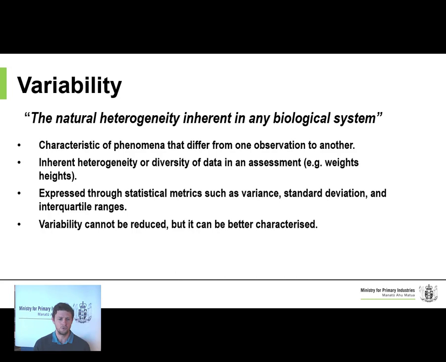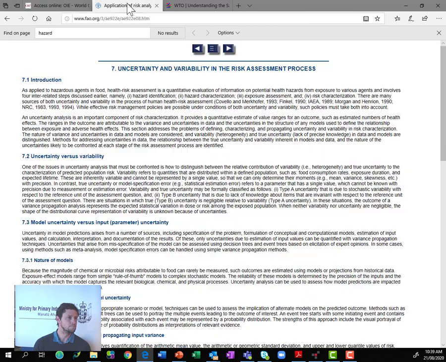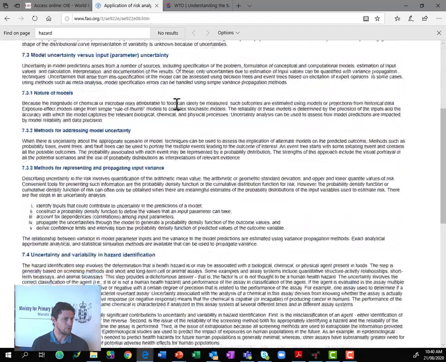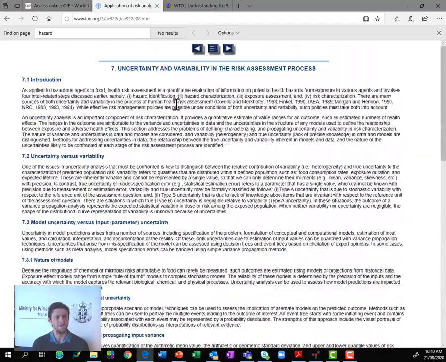Now, if we go back to our website, under the FAO website, we have again some more information around uncertainty and variability in the risk assessment process. I'm not going to go through this in detail. What we are going to do at a later date is get a specialist on board to talk about this in a bit more detail and use some working examples of where uncertainty and variability have had to be effectively communicated and have possibly had an impact on decisions that have been made by the risk managers. So I'm not going to go through in detail again, but this is certainly here to consider.